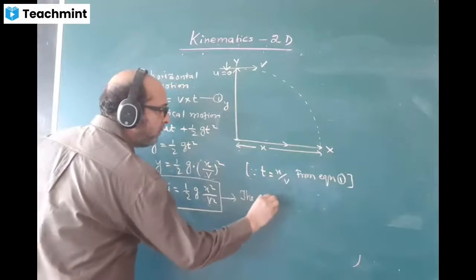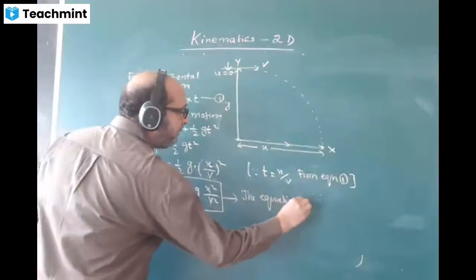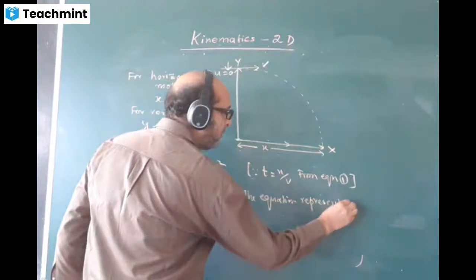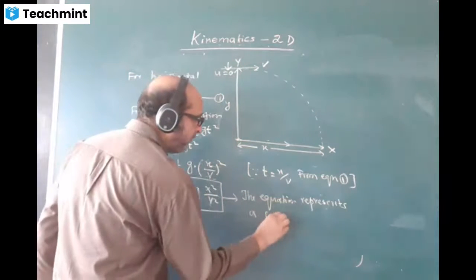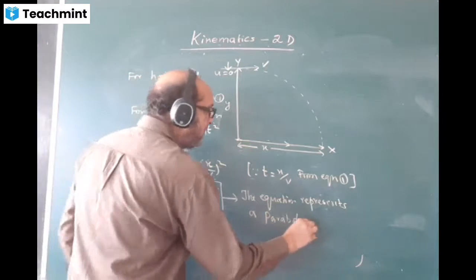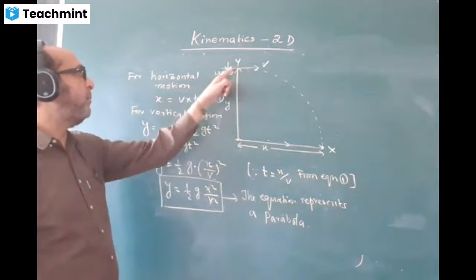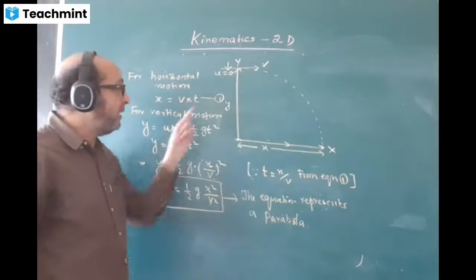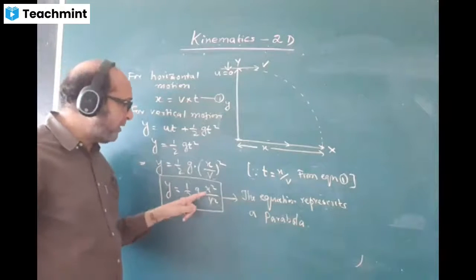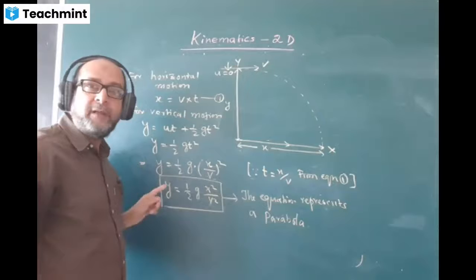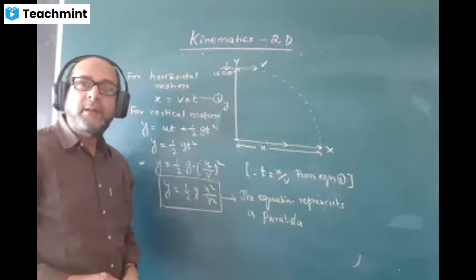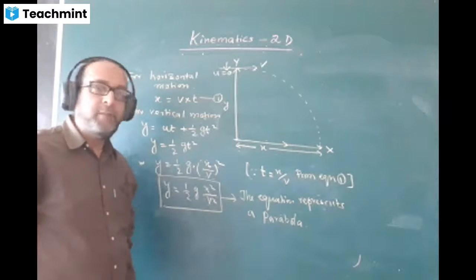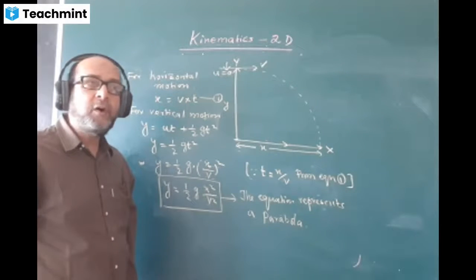This path also is parabolic only. Full parabola will come like this when you extend it from here. This will come as a full parabola, but the nature of this path is parabolic because a square is coming either in x or in y. When the square comes in any one of them, the path becomes parabolic, or this equation represents a parabola. So this is how we can prove it.